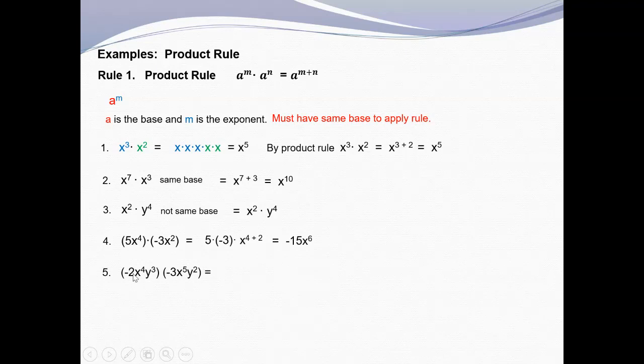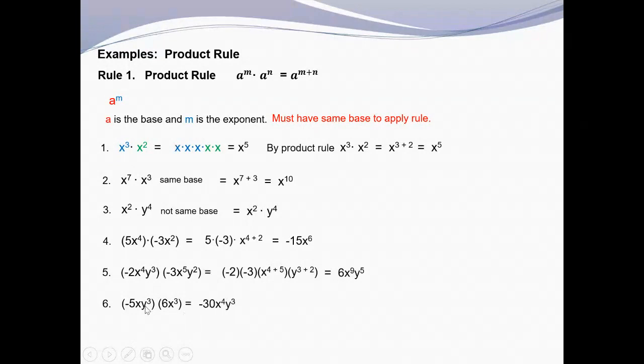Now, here we can do it just by knowing the rules. We're going to multiply negative 2 times negative 3. And then we have x to the 4th and x to the 5th, so we're going to add the exponents for the x's. For the y's, we have y cubed times y squared. We're also going to add the exponents. This will give us 6x to the 9th y to the 5th.